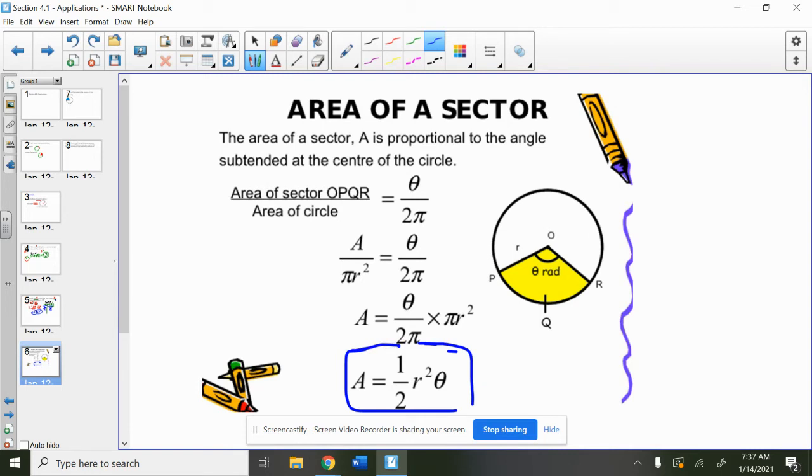So 1/2 r squared theta. This is again saying that theta is in radians. There's another one out there that if it's in degrees, you would use. Not that you can't use that, but we're going to use this one because it's consistent, so we don't have two different ones. So 1/2 r squared theta.